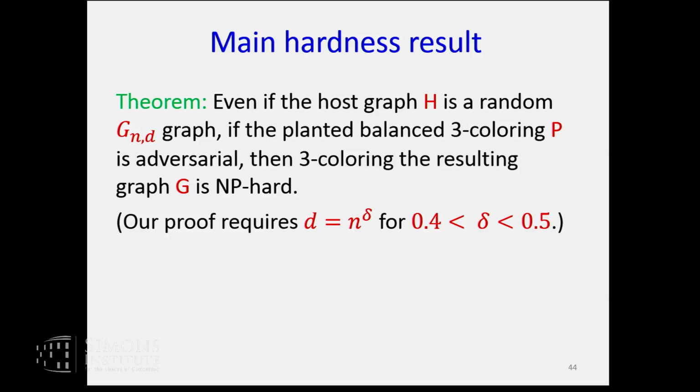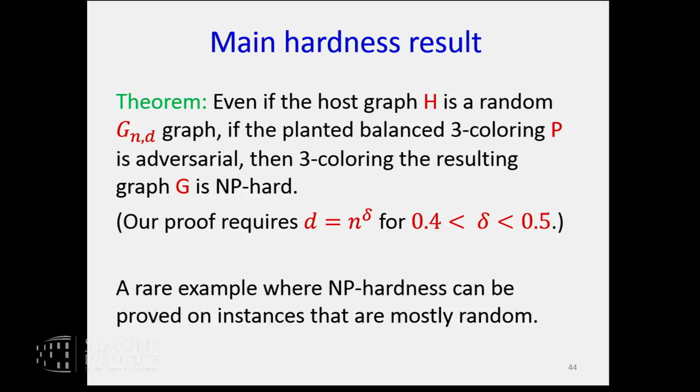And our proof requires certain conditions on the host graph. Our proof applies only to the case where the host graph has degree n to the delta for delta smaller than half and above 2/5. Okay, that's what we know how to prove. Above it, it may be easy. Below it, it may be easy. But it's NP-hard in this region.